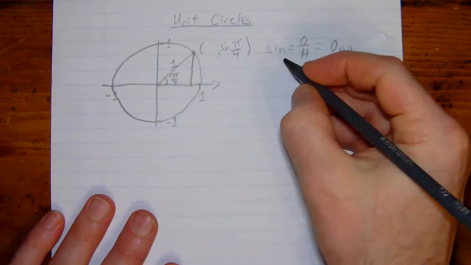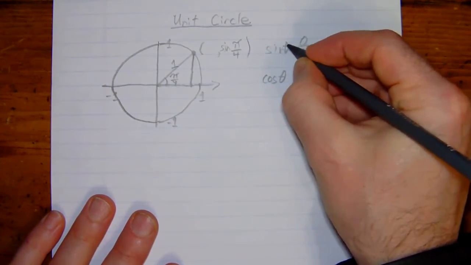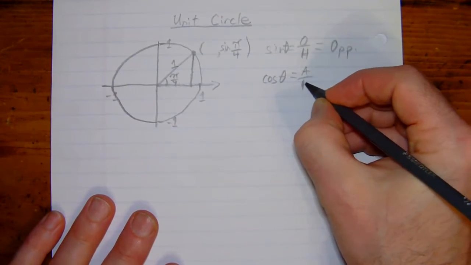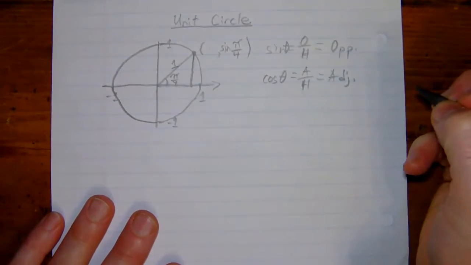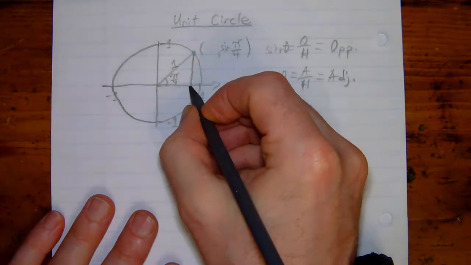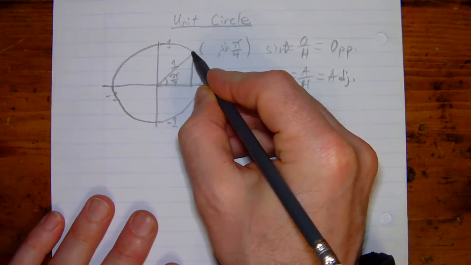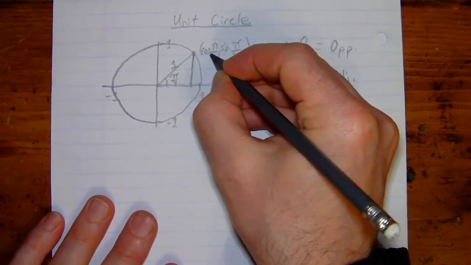The adjacent side, well, that's cosine. I guess I should put theta in here. Cosine theta equals adjacent over hypotenuse. But again, the hypotenuse is 1, so we just get adjacent. And that means that this side length, and its length is the same thing as the x-coordinate of this point, is cosine of the angle. So cosine pi by 4.